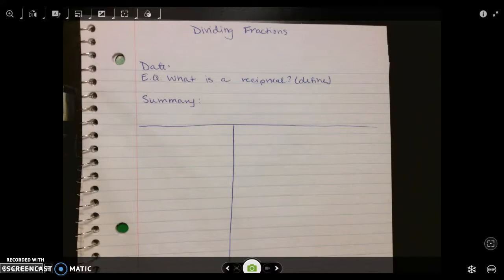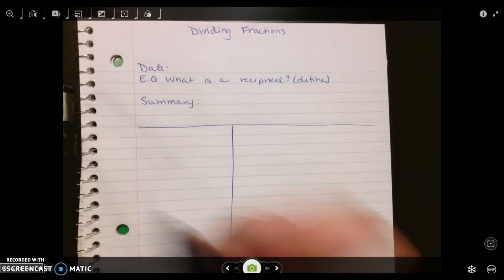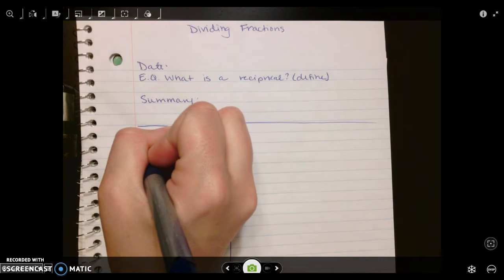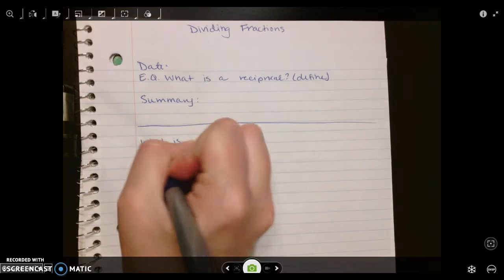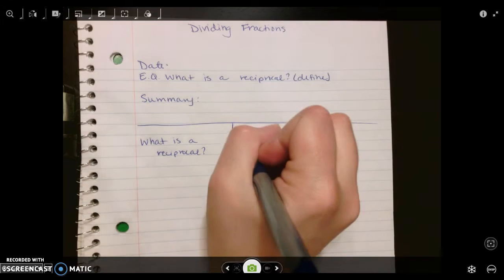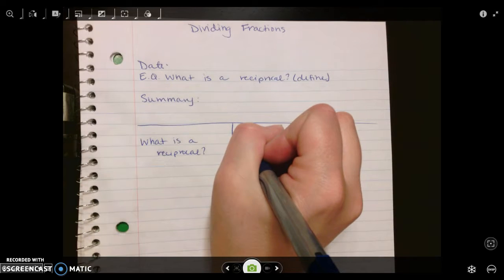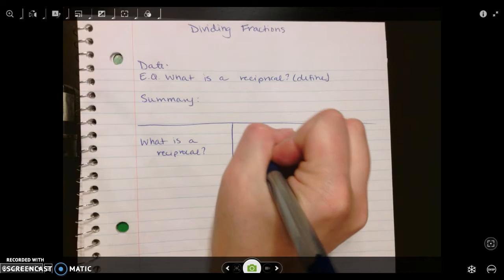This is an instructional video about dividing fractions, and our essential question is, what is a reciprocal? So basically we're at a level 1 where we're just going to be defining something. That's going to be a key idea as we're doing fraction division. So the first thing to keep in mind is, what is a reciprocal? And it is basically a fraction that's flipped.